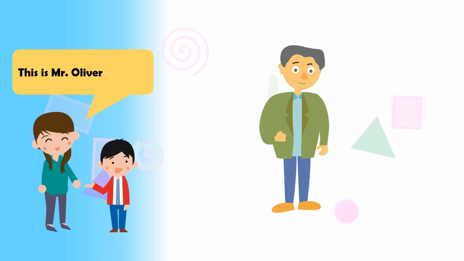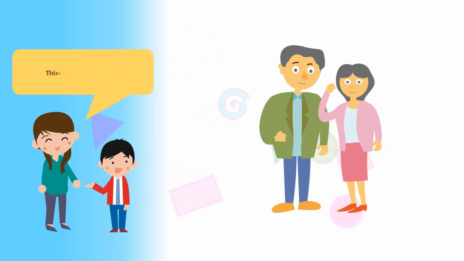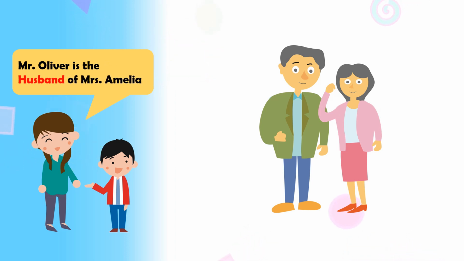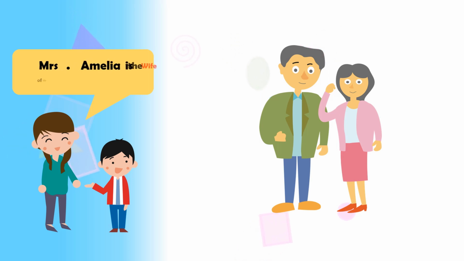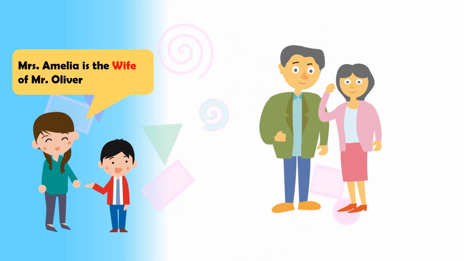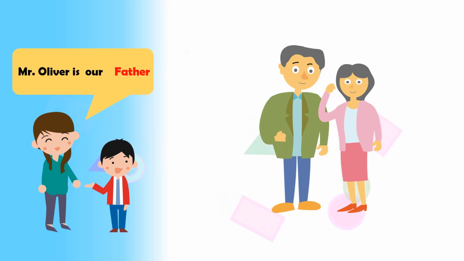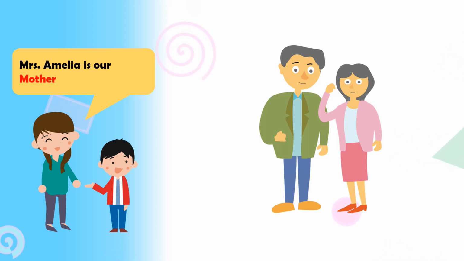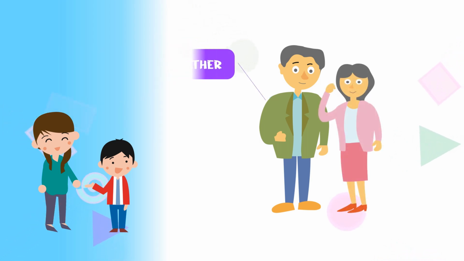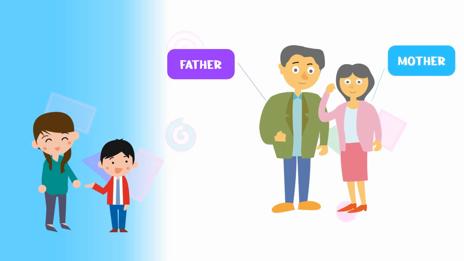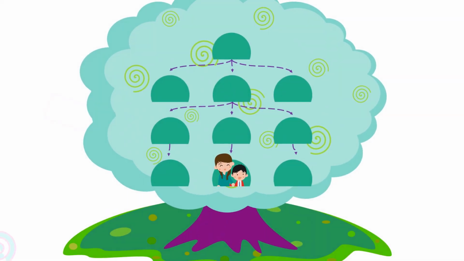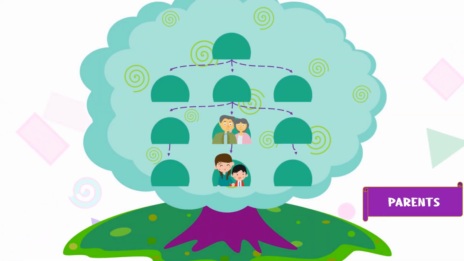This is Mr. Oliver. This is Mrs. Amelia. Mr. Oliver is the husband of Mrs. Amelia. Mrs. Amelia is the wife of Mr. Oliver. Mr. Oliver is our father. Mrs. Amelia is our mother. Father, mother. They are our parents. Parents.